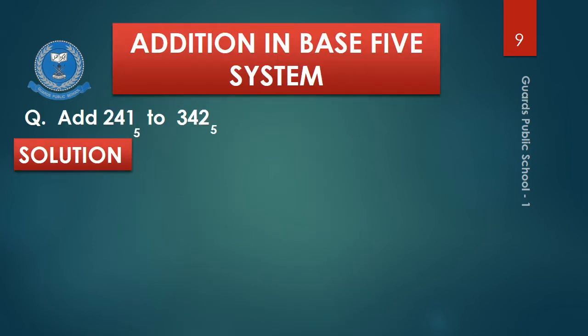Addition in base 5 system, and question is add 2, 4, 1 with base 5 to 3, 4, 2 with base 5. In order to find their sum, write down 2, 4, 1 with base 5 and 3, 4, 2 with base 5. Sign of addition and draw a line. Now 1 plus 2 is equal to 3. 4 plus 4 is equal to 8.